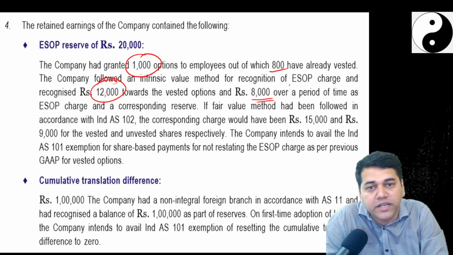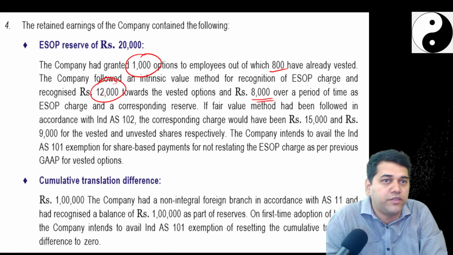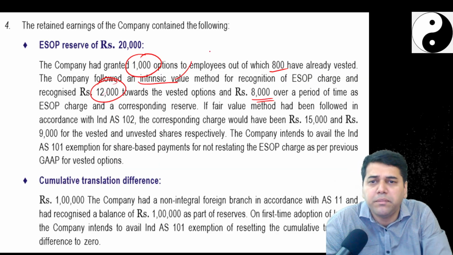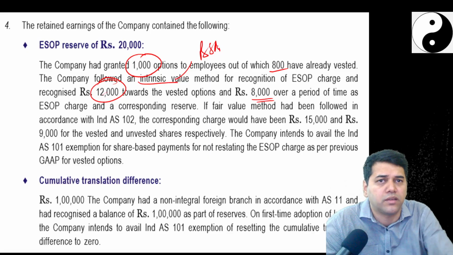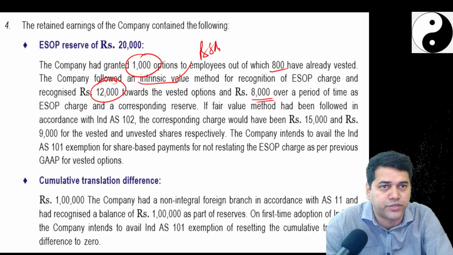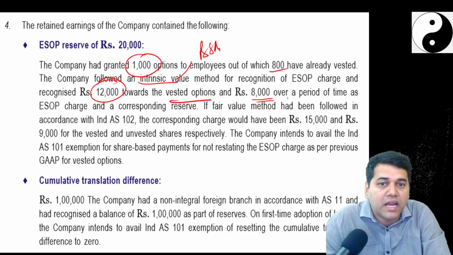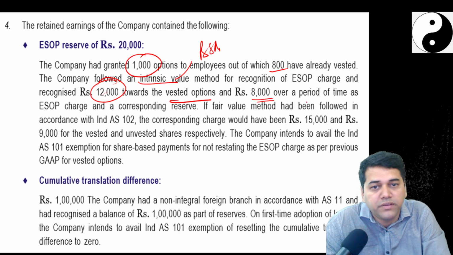The company followed the intrinsic value method for recognition of ESOP charge. Now, what is this intrinsic value method? Make a Black and Scholes model or something to calculate the intrinsic value of this option. They recognize 12,000 for the vested options and 8,000 over a period of time as ESOP charge and corresponding reserve.